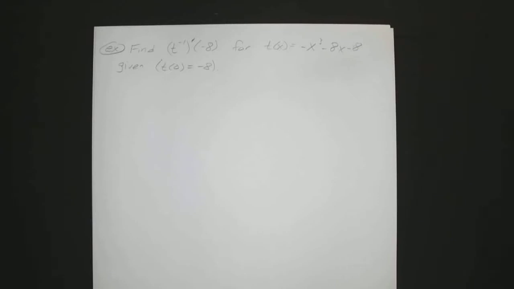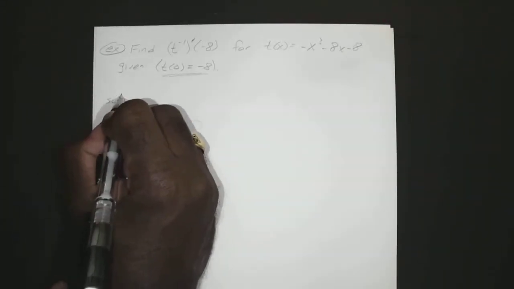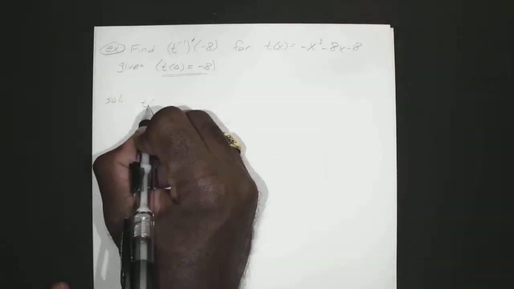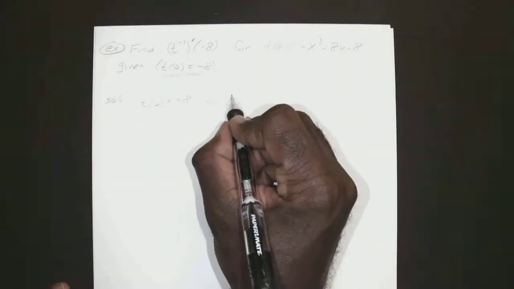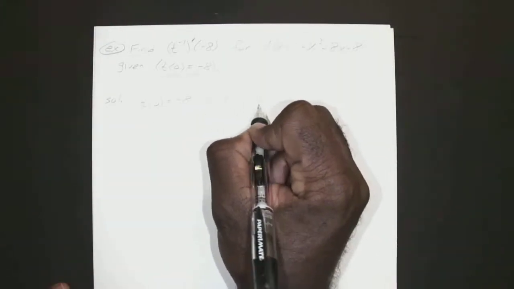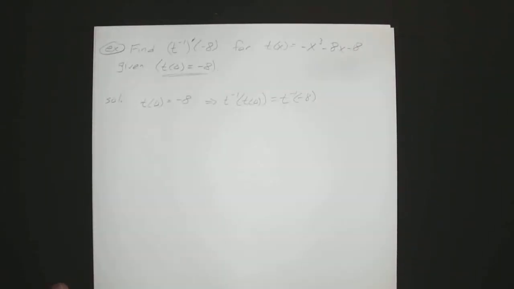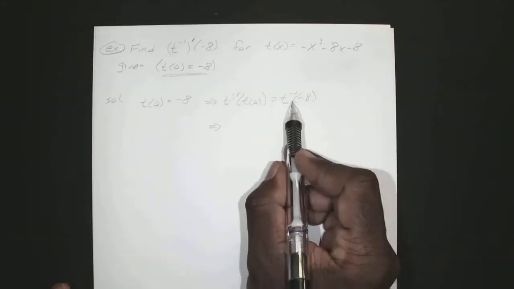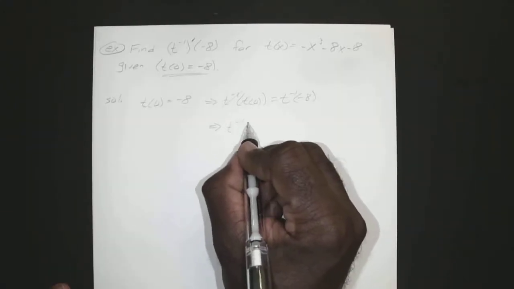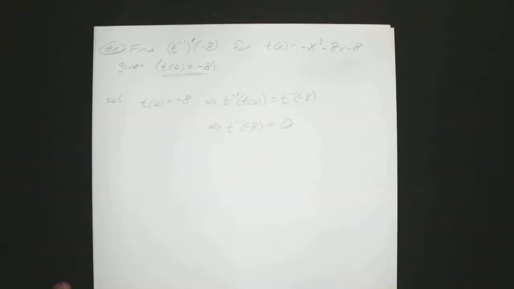So just like before, we're going to start with what was given to us. We know T of 0 is equal to -8, and we apply T inverse to both sides. We have T inverse of T of 0 equals T inverse of -8. These two, of course, cancel each other out, so you have T inverse of -8 is equal to 0.